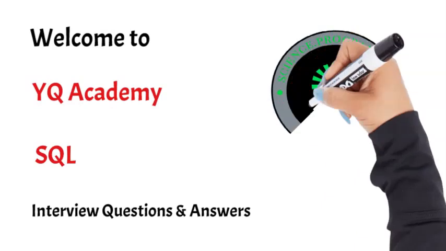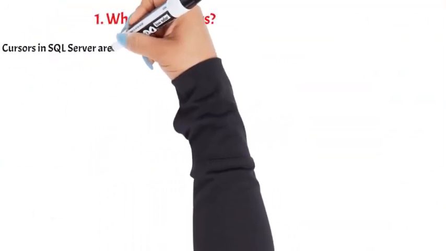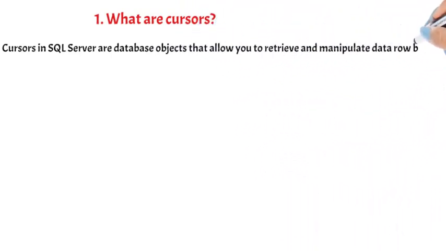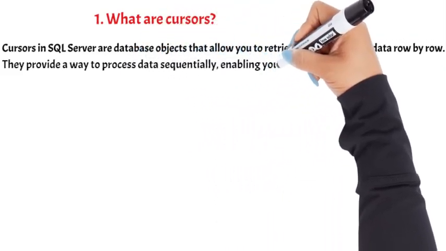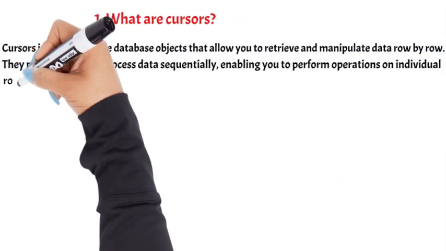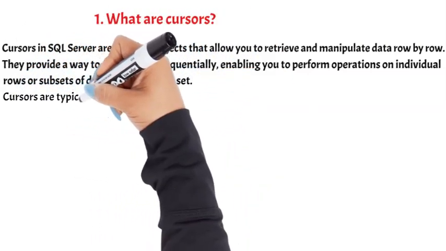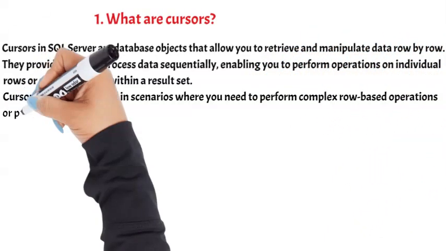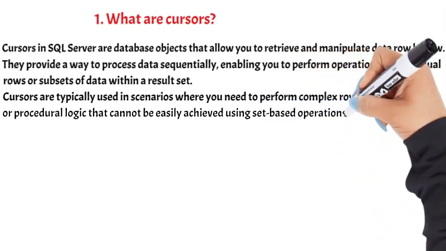SQL Interview Questions and Answers. 1. What are cursors? Cursors in SQL Server are database objects that allow you to retrieve and manipulate data row by row. They provide a way to process data sequentially, enabling you to perform operations on individual rows or subsets of data within a result set. Cursors are typically used in scenarios where you need to perform complex row-based operations or procedural logic that cannot be easily achieved using set-based operations.